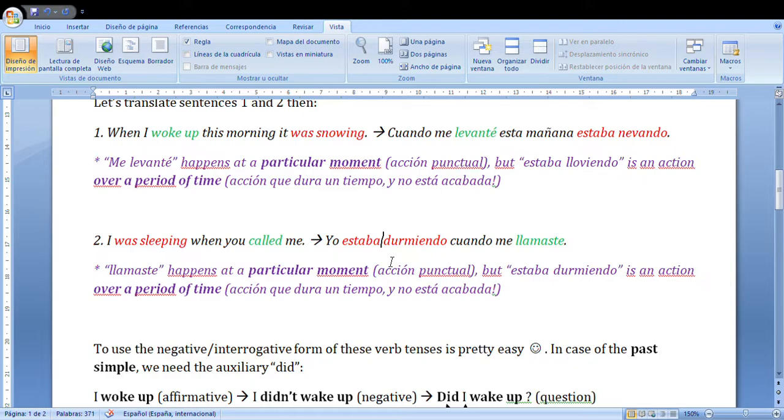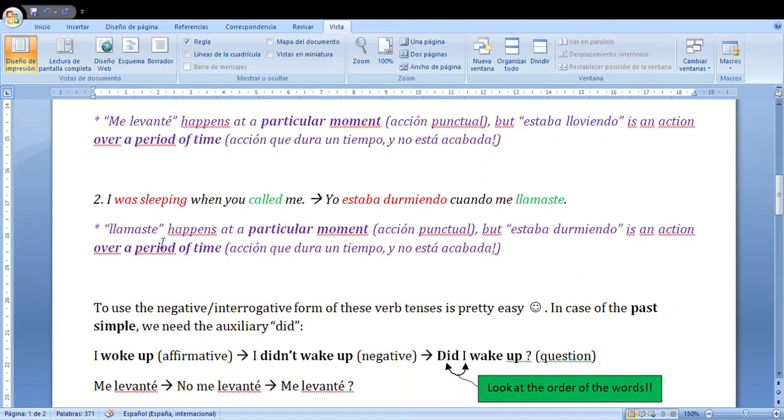When you called me, cuando me llamaste. One word, one word. This is past simple. And the same. Llamaste happens at a particular moment. Acción puntual. But estaba durmiendo is an action over a period of time. Acción que dura un tiempo y no está acabada.